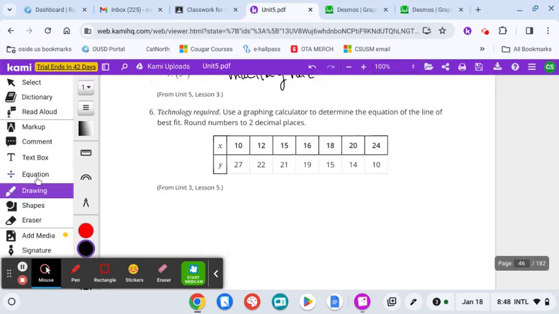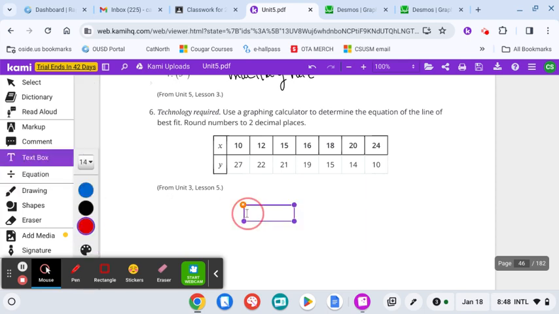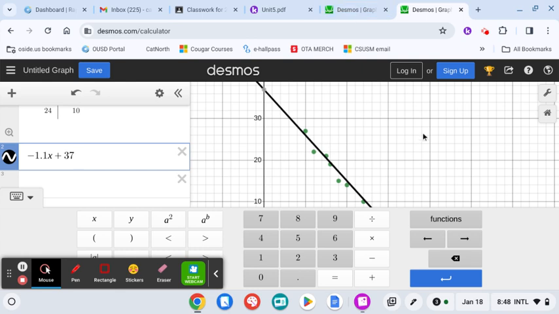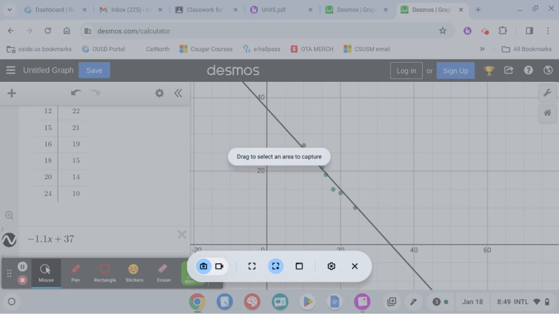And so now I go back here to the equation and I would type that. I'm sorry, text box. And I'm going to type y equals -1.1x plus 37, or literally whatever you got that was close to that you thought looked good. I'm going to go ahead and screenshot this in as my work so you guys can see it.